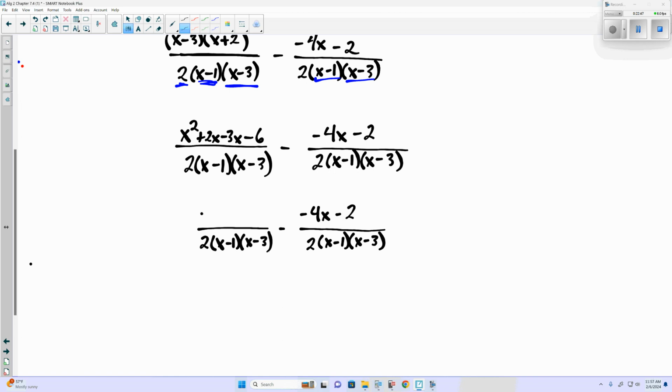Now at this point here, we do need to combine like terms. 2x minus 3x is negative x. Questions on this here?